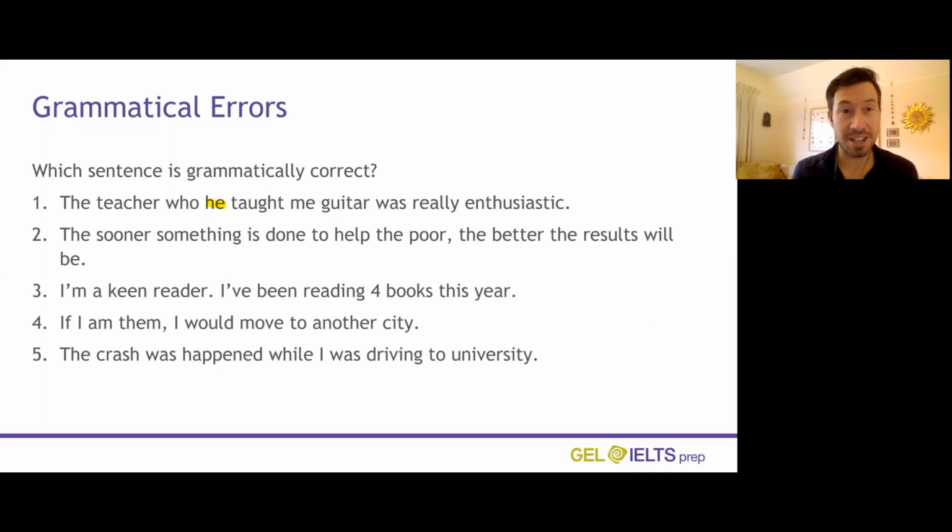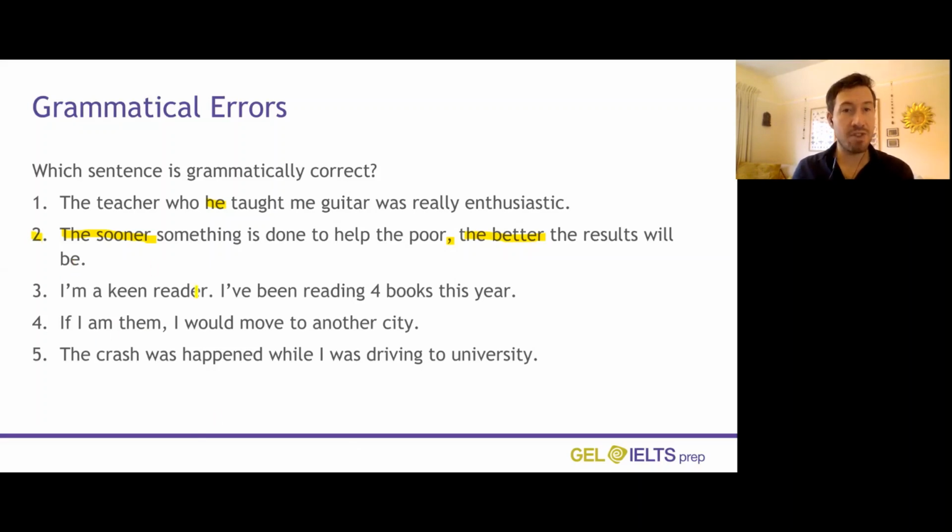That would be correct. Number 2, the sooner something is done to help the poor, the better the results would be. This is correct. This is fine. This is called a double comparative. The sooner, the better. And you can have it in 2 clauses. Now, it's quite a nice structure that you could possibly use in your speaking. So 2 is correct.